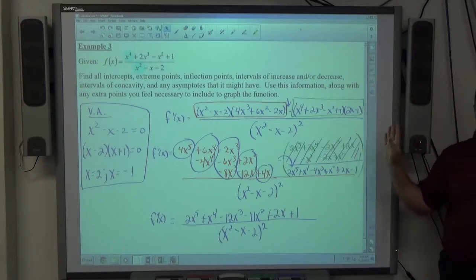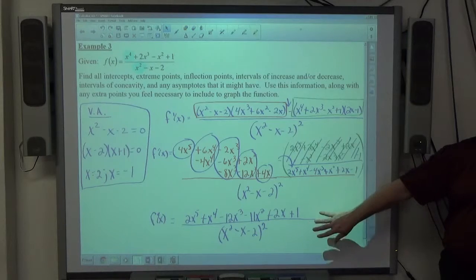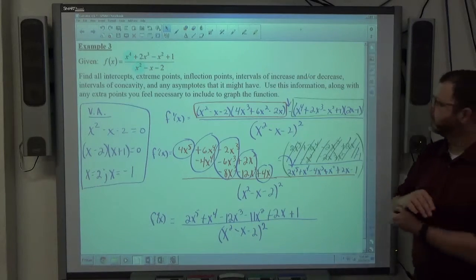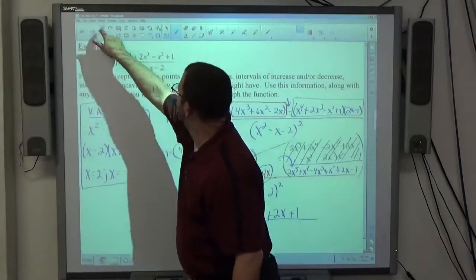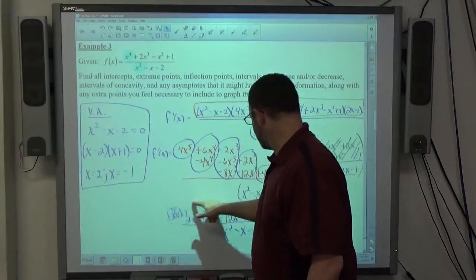Do that on a scratch sheet of paper. Keep it away from all your work. You have this nice, pretty answer right here on your paper. It will save you. Oh, dang it. This thing's harder.